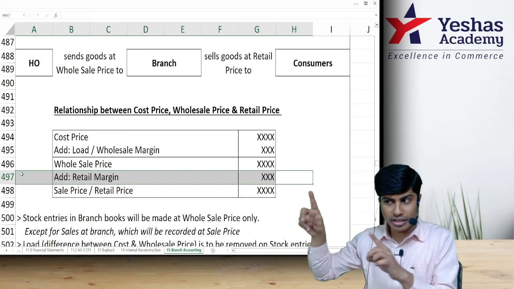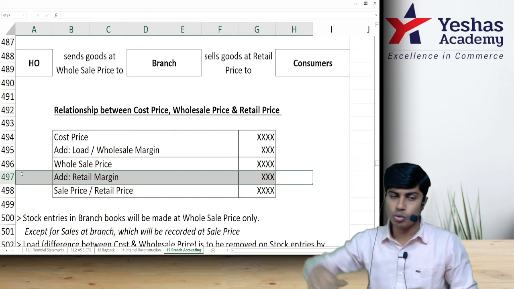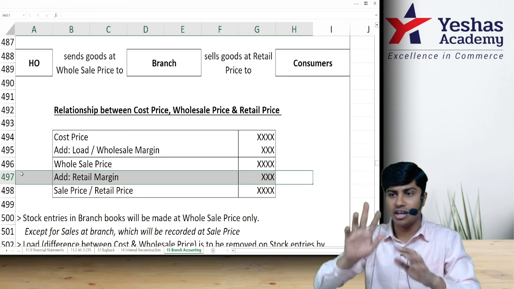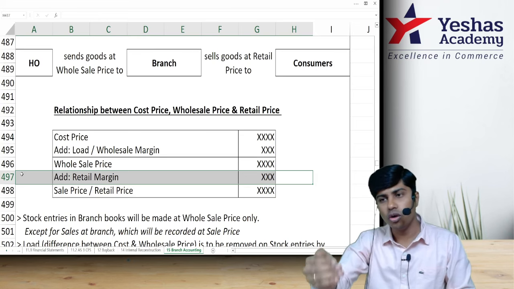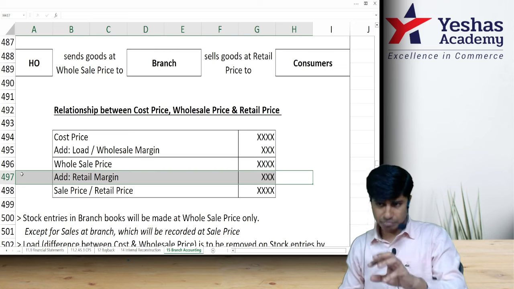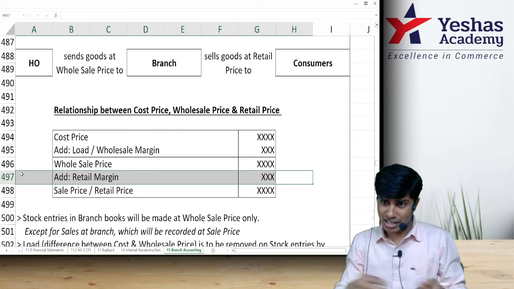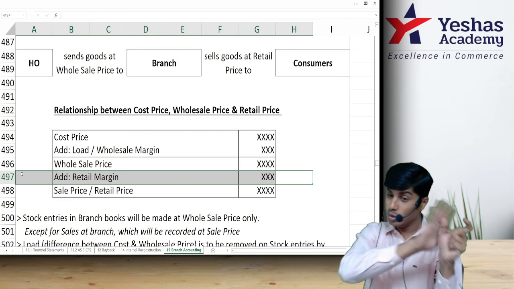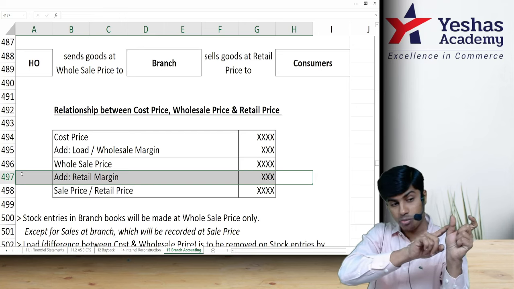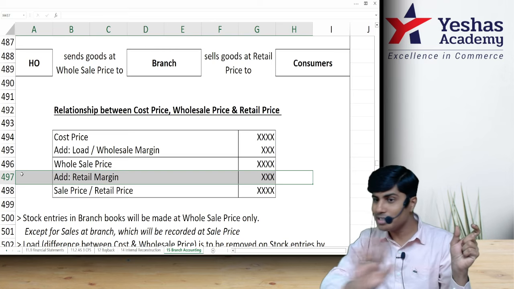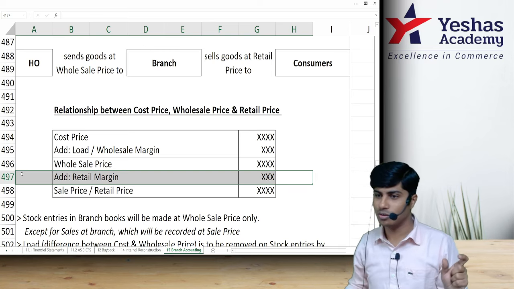Unlike the debtor, stock debtor, final account system, where we remove load on opening, GSP, closing, everything, here we remove load only on closing. Closing stock is there in the branch account on the credit side at wholesale price. On that, load will be removed on the debit side, not in the branch account, but in the head office P&L account. Why?